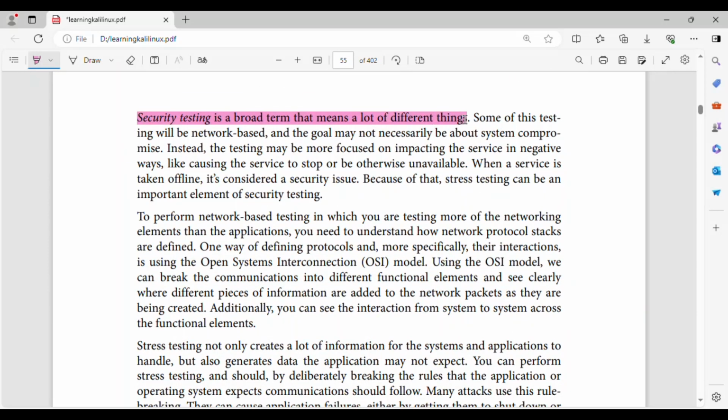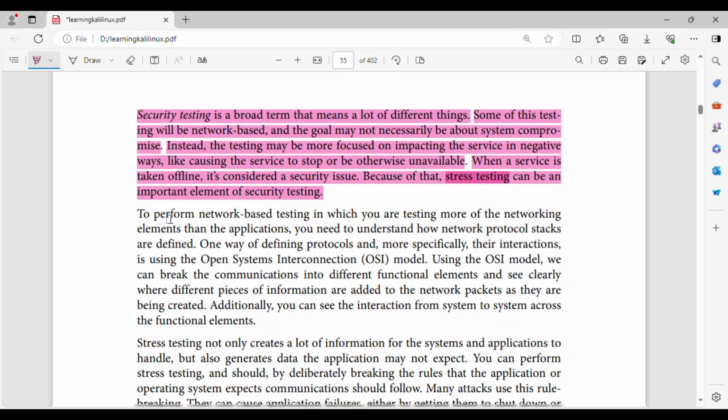Security testing is a broad term that means a lot of different things. Some of this testing will be network-based, and the goal may not necessarily be about system compromise. Instead, the testing may be more focused on impacting the service in negative ways, like causing the service to stop or be otherwise unavailable. When a service is taken offline, it's considered a security issue. Because of that, stress testing can be an important element of security testing.